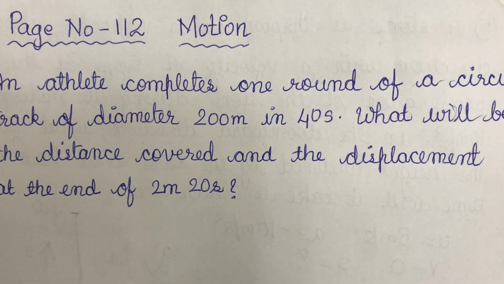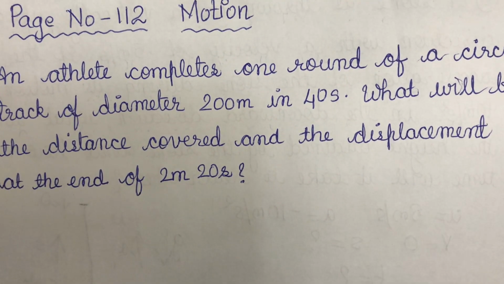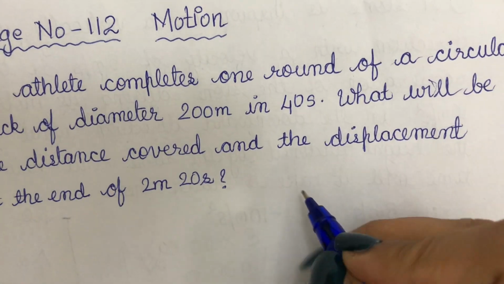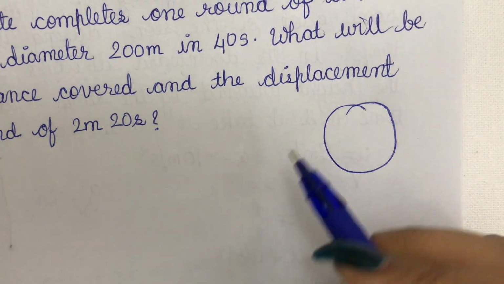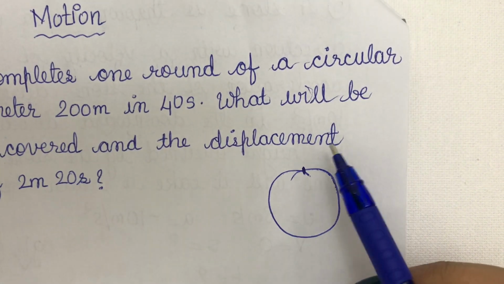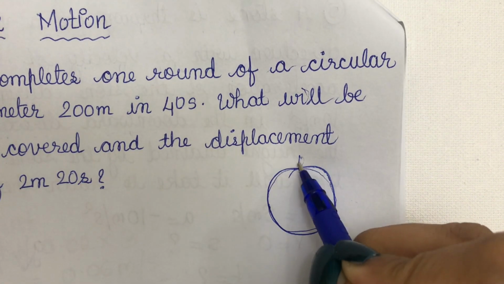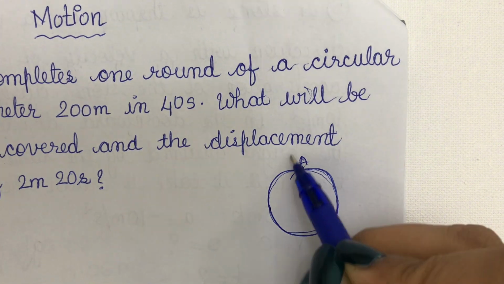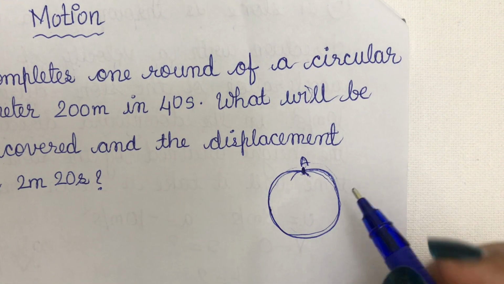We'll first write whatever is given in the question, so it will be easy for us to solve the problem. Our track is circular. The athlete starts from here, say from A, completes one round of the circular track, and again reaches A.